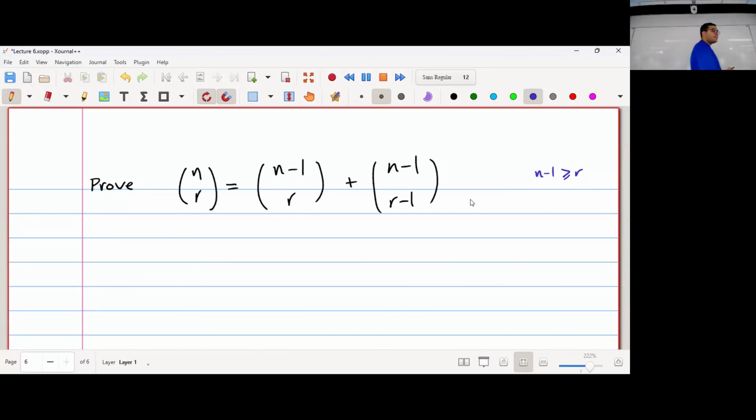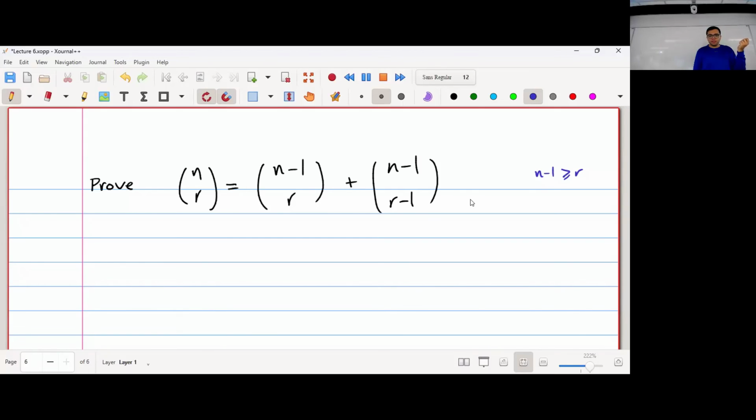We're just considering whether the n people is in the team or not. Yes, exactly. I have n people on the left, and I want to choose a team of size r. So the number of ways of doing that is n choose r. But I can also do casework. I can look at the first person, and I can say this person is either in the team or not.